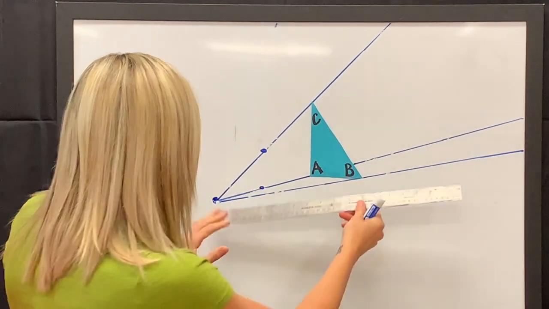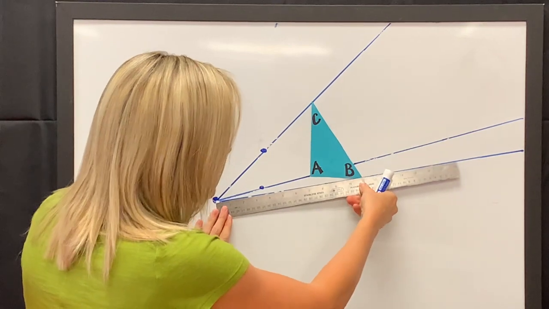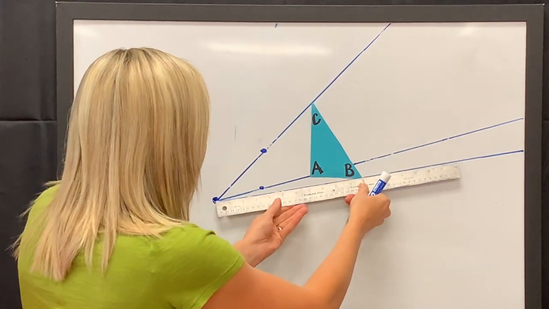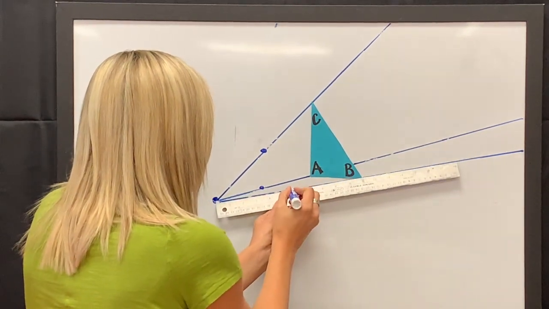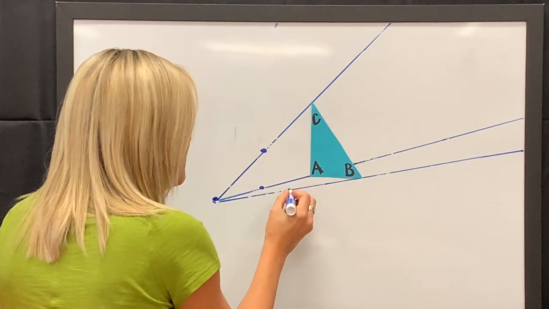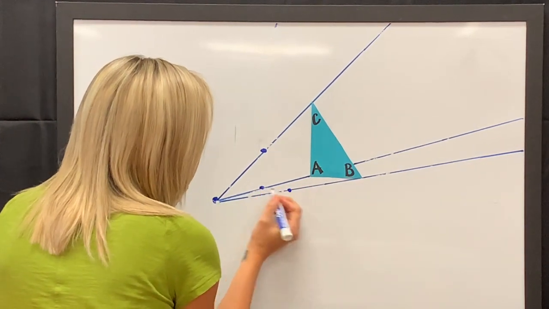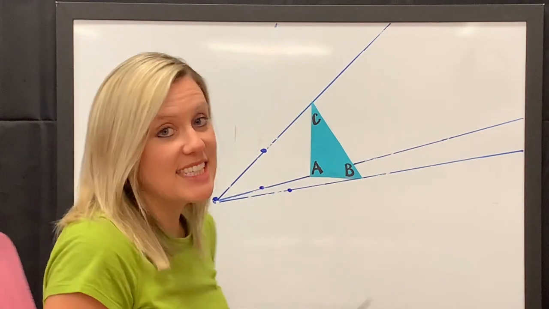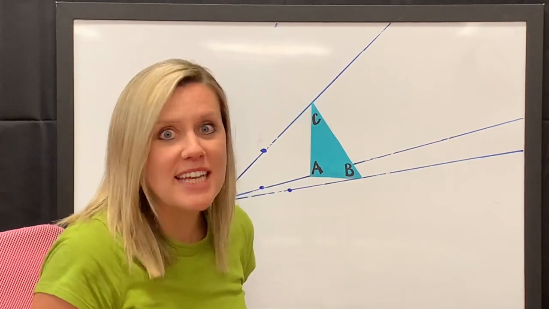And then point B is 11 inches away. So half of 11 is 5.5. So my new B is going to be right here. My only other step is to connect my vertices to make my triangle.